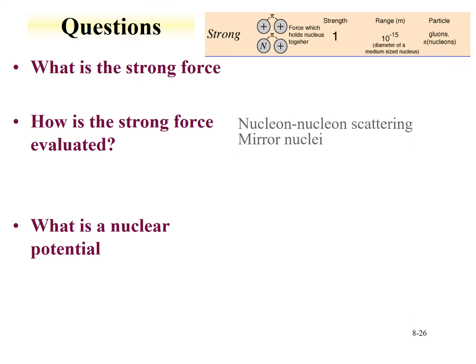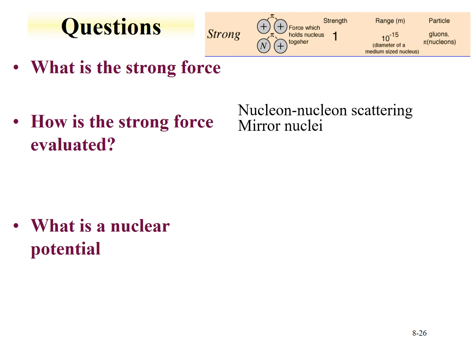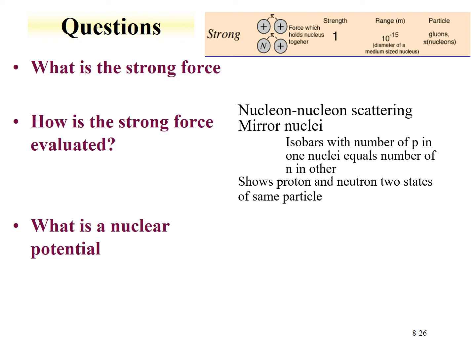How is the strong force evaluated? Well, there's nucleon-nucleon scattering and mirror nuclei. Mirror nuclei are those isobars where the number of protons in one nucleus equals the number of neutrons in another. These mirror nuclei show that protons and neutrons are two states of the same particle. You're able to ignore charge or Coulomb properties and use this to evaluate how nucleons stick together.